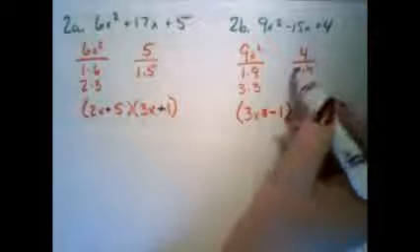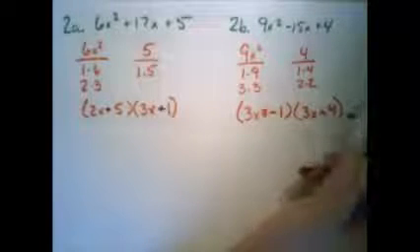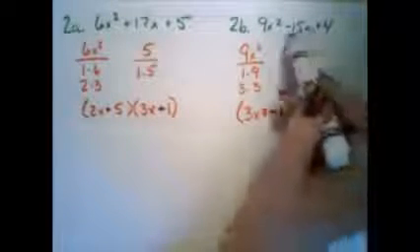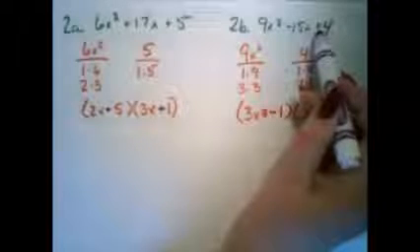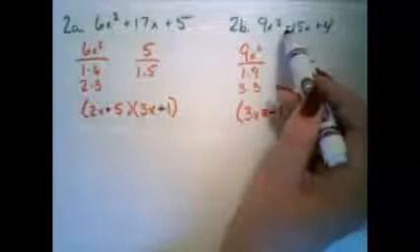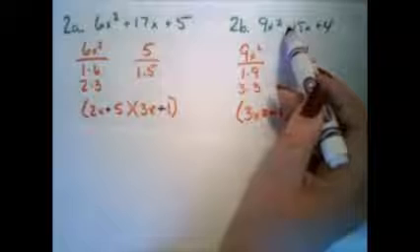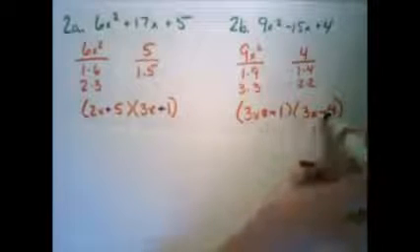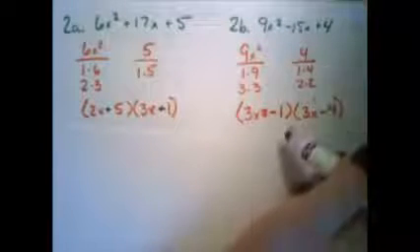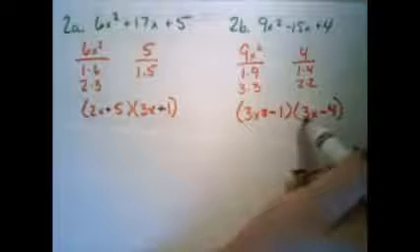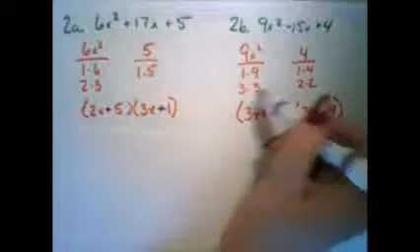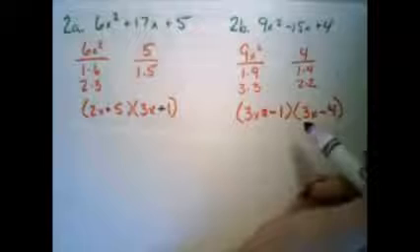2b, 9 could be 1 and 9 or 3 and 3. 4 could be 1 and 4 or 2 and 2. But we also notice that they multiply to be a positive, but they add up to be a negative, which means both of these are subtraction numbers. So we're going to go with 3 and 3, 1 and 4. And that adds up to negative 15.